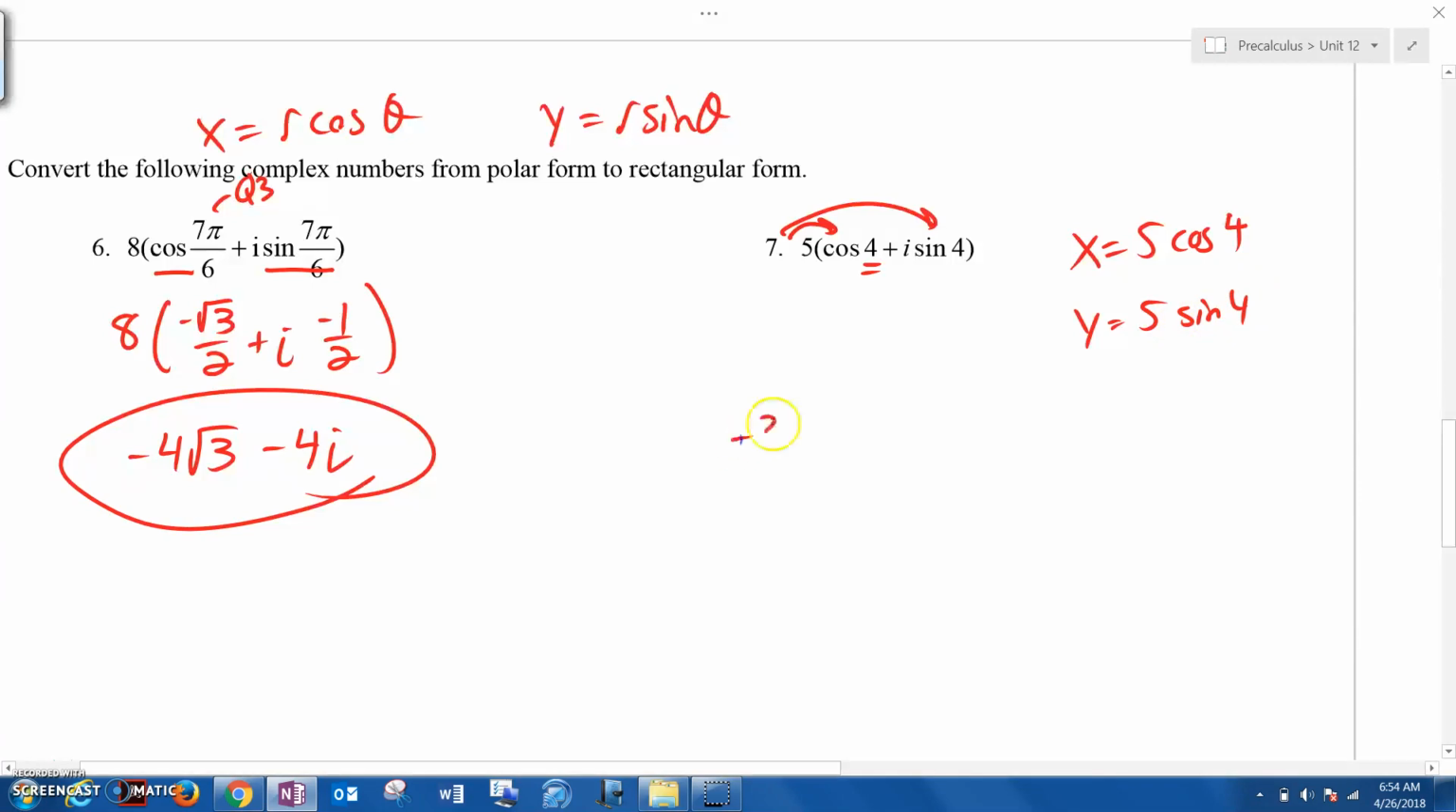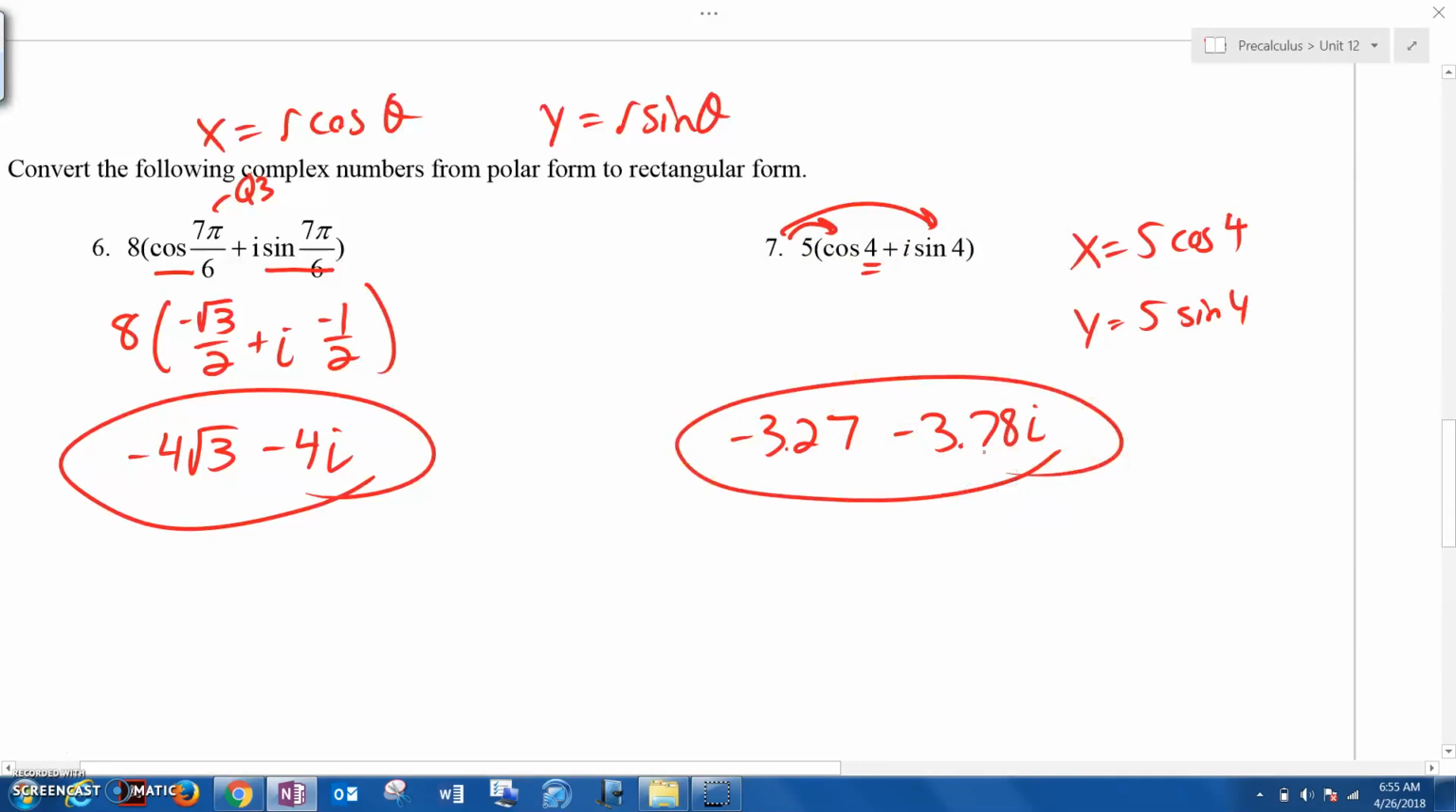You get negative 3.27 for the x. And then when you do 5 sine of 4, you get negative 3.78. So minus 3.78. Now remember to write it in rectangular form. It's a real number and then an imaginary number. So that would be our final answer.